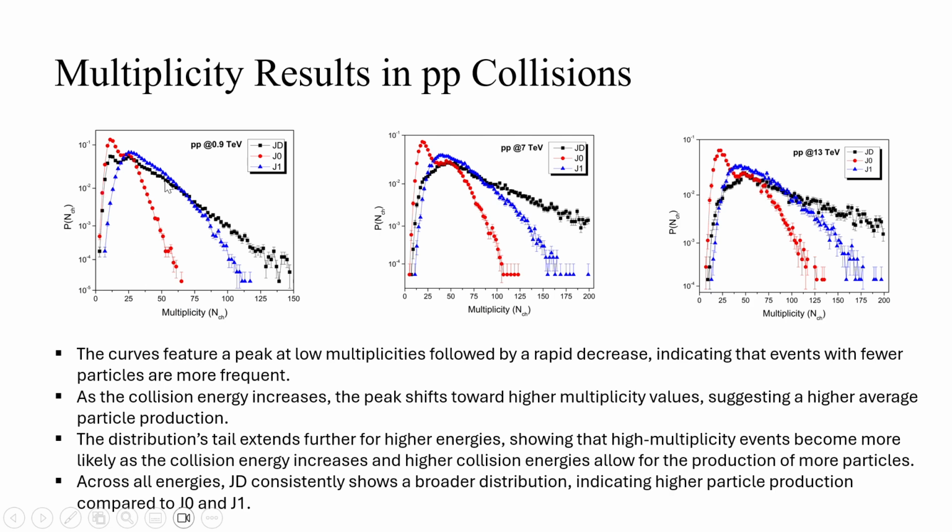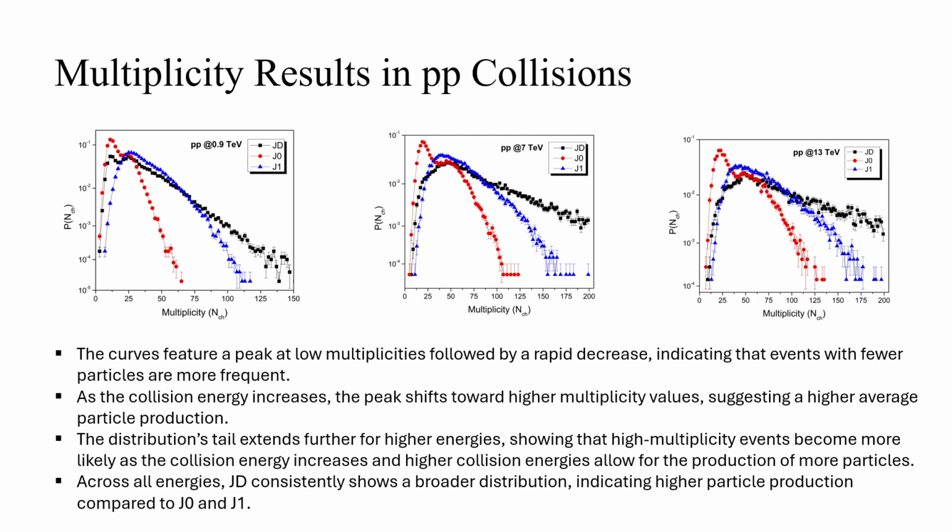As you can see, JD has a broader distribution compared to blue and this red. Along here also, your black distribution means JD distribution are again broader compared to this blue and this. You can see again here the black distribution, JD distribution is broader compared to this blue and this. So what it indicates basically is higher particle production.